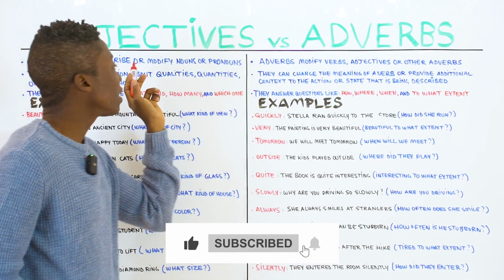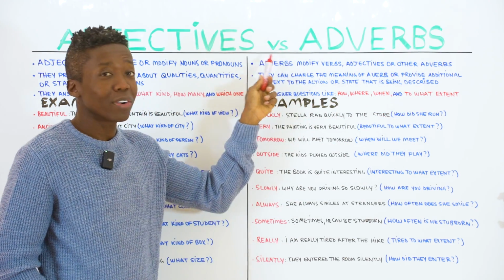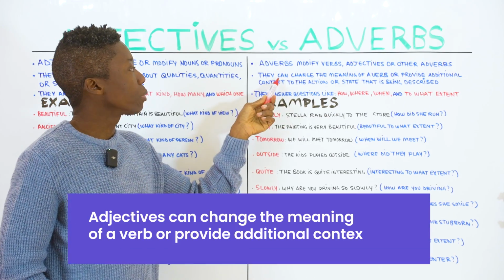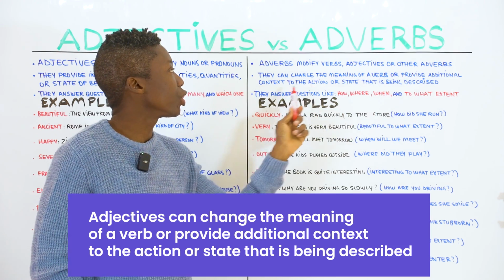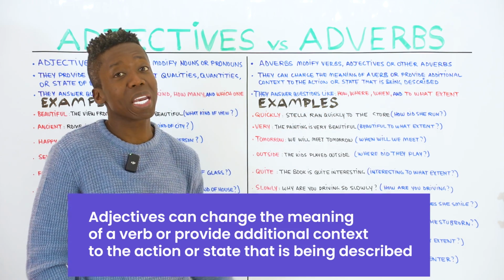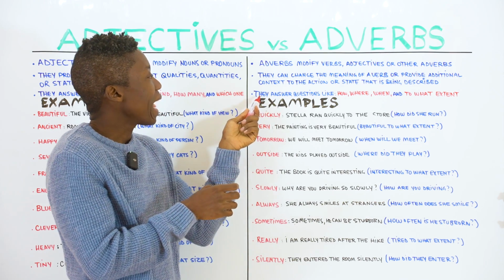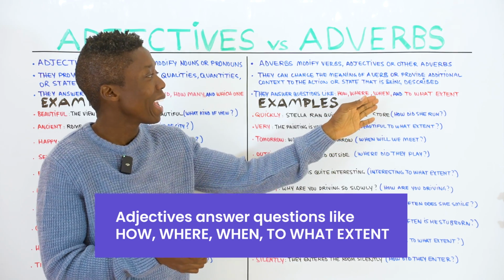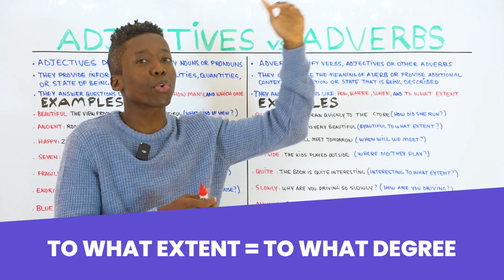It also modifies an adjective. That's crazy. And then it modifies other adverbs. Those are the 3 things it modifies. Adverbs can change the meaning of a verb or provide additional context to the action or state that is being described. So they change the meaning of a verb, all right? And adverbs answer questions like how, where, when, and to what extent. To what extent means to what degree, okay?